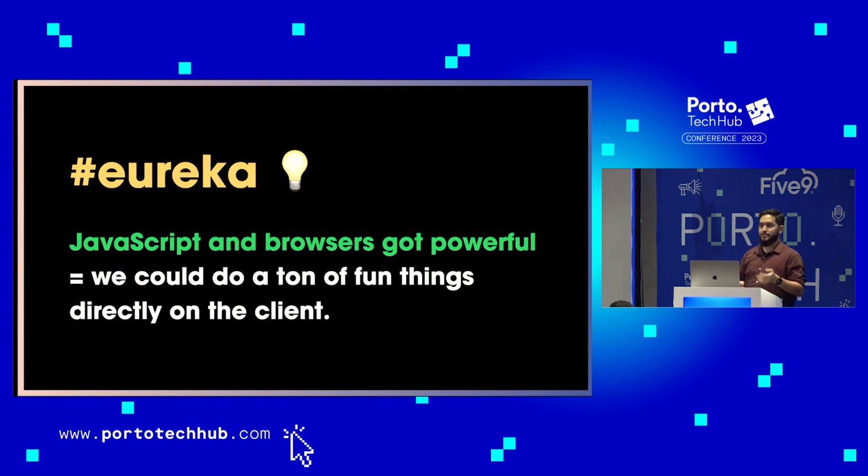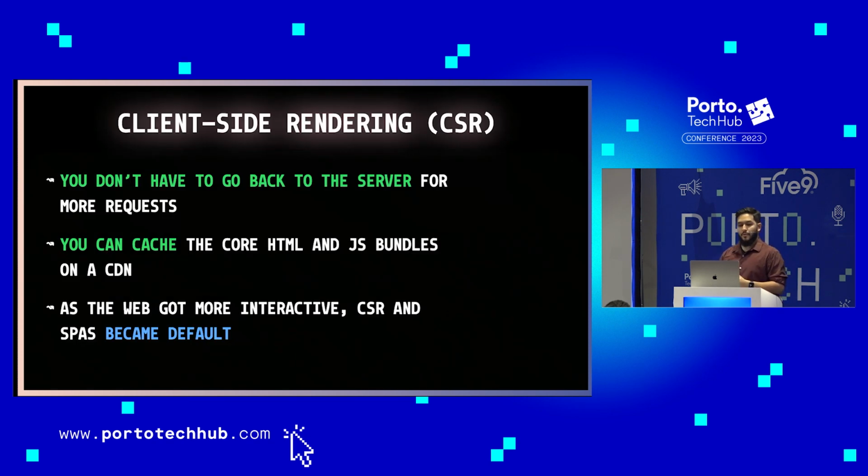But then JavaScript evolved a lot as a language and browsers in general got more powerful as a platform. And we could do a lot of fun things in the browsers. So that's when we started to talk a lot about SPAs and client-side rendering. And client-side rendering was great because we didn't have to go back to the server just to handle the navigation, for example, for more requests. Also, we could cache a lot of stuff. We could cache our main JavaScript, our main CSS model.